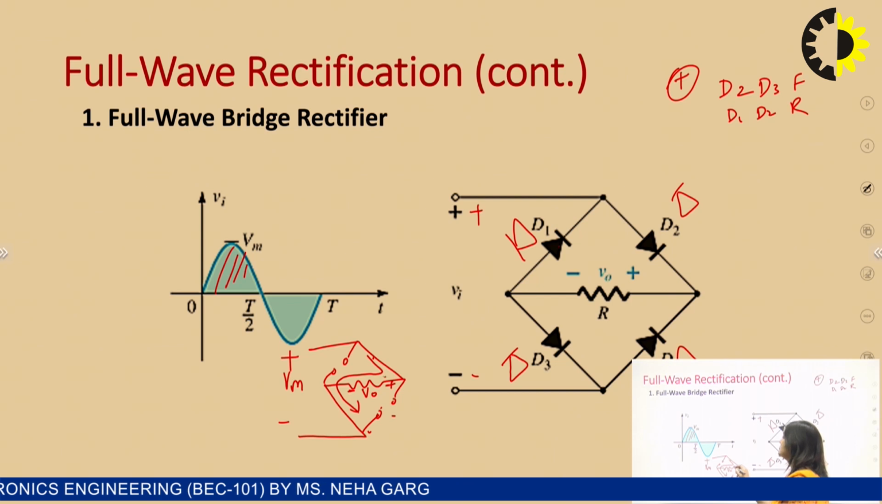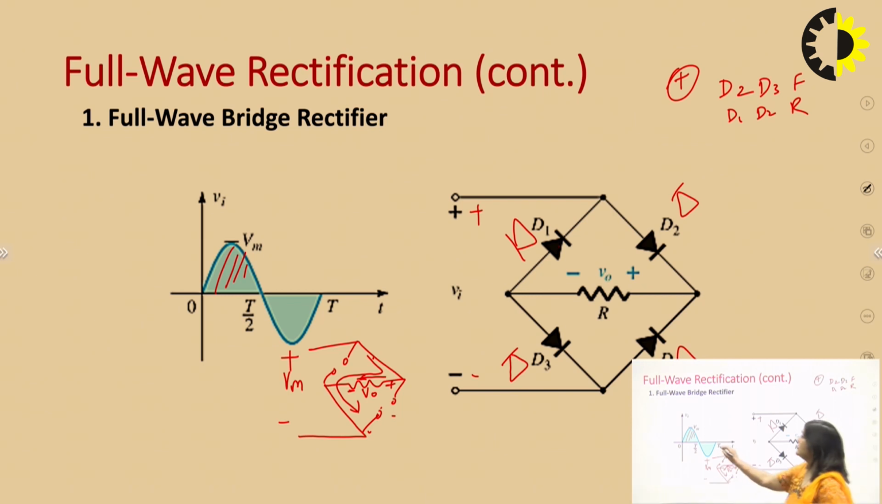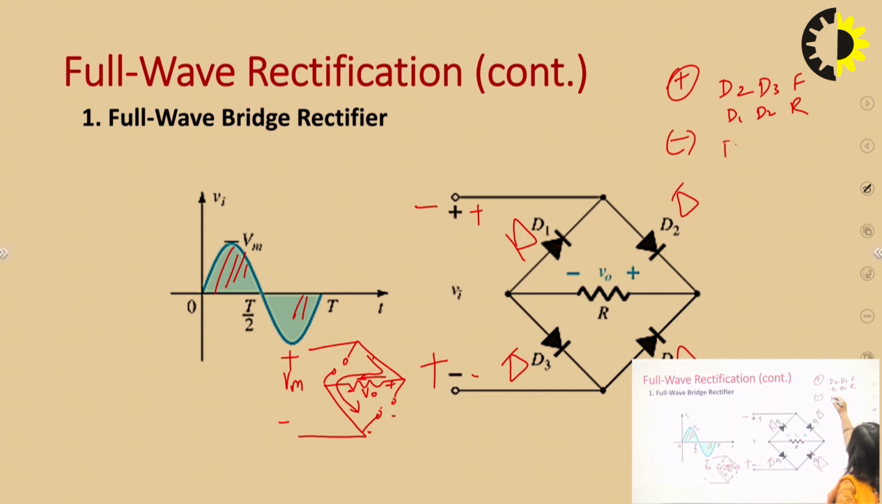Here the direction of current is in this way when the positive half cycle is there. And now in the negative half cycle, this will become minus, this will become plus. Now in the negative half cycle, D2 and D3 are reverse biased and D1 and D4 are forward biased. So your equivalent circuit will be in this way.